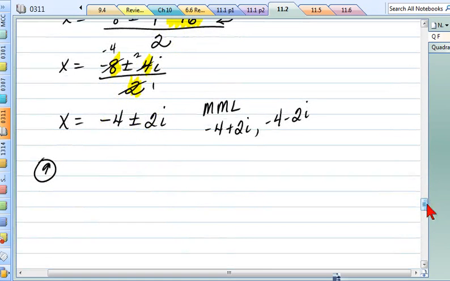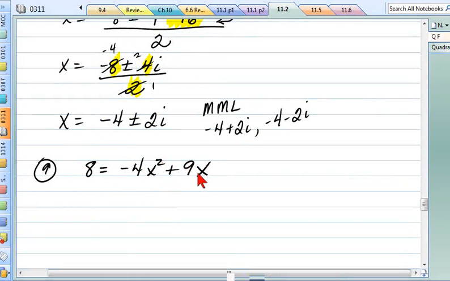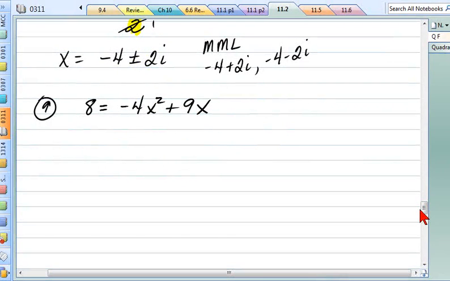It starts out as 8 is equal to negative 4x squared plus 9x. Is it in the right format? No. Now, you have a choice, and it really doesn't matter which way you do it. You can subtract the 8 and bring it over here, or you can add 4x squared, subtract 9x, and get those terms over there. It doesn't matter. It's fewer steps to move the 8.